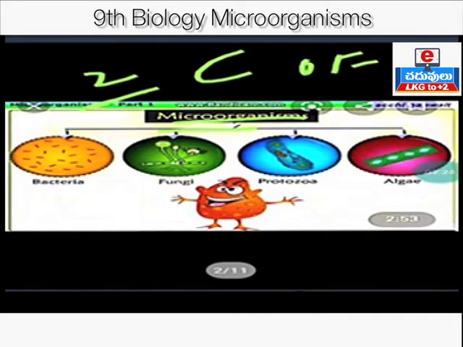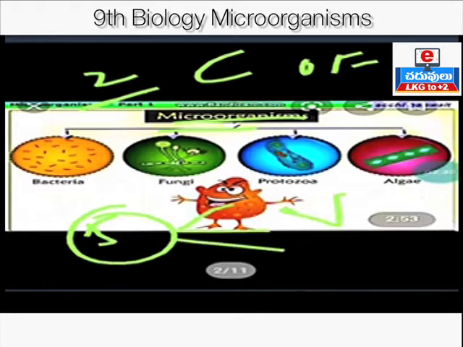So based upon similarities and dissimilarities, we can classify them into 5 different groups: bacteria, fungi, protozoa, algae, and in the 5th group, virus. So how many groups are there? Bacteria, fungi, protozoa, algae, and virus. These are the 5 groups of classified microorganisms.